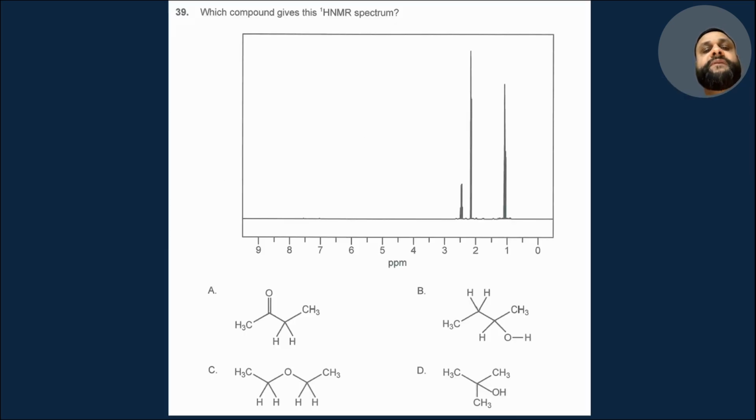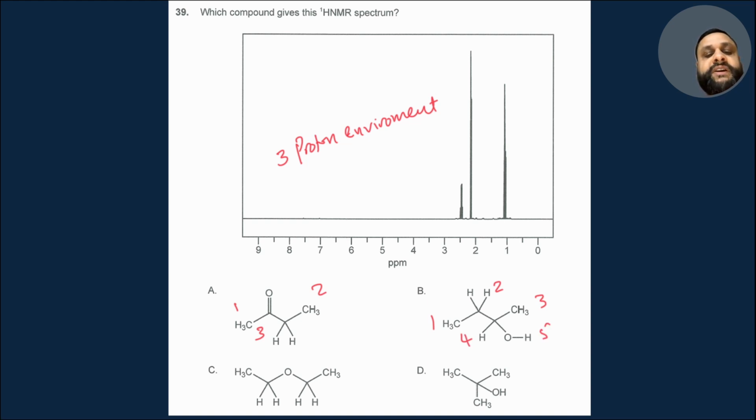Question 39. Which compound gives this proton NMR spectrum? So we can see there are 3 peaks, hence we're looking for 3 proton environments. Okay, so let's look at compound A. So we have 1, 2, and 3 proton environments. Okay, let's move to compound B. So we have 1, these 2 protons, they are equivalent, so 2, 3, 4, and 5 proton environments.